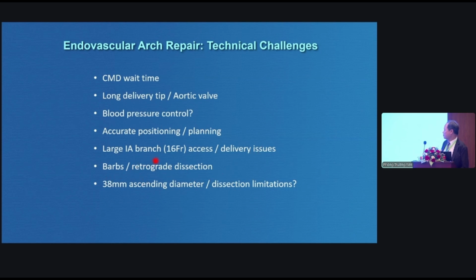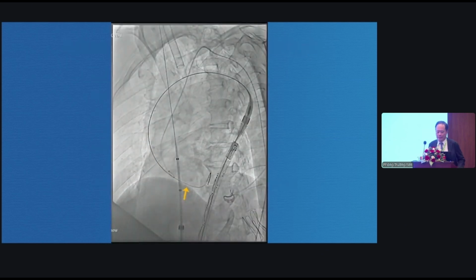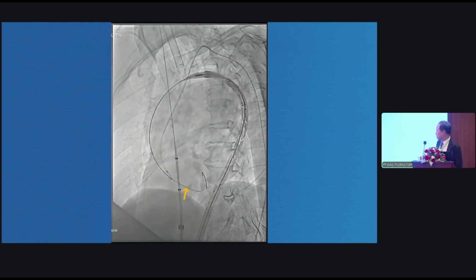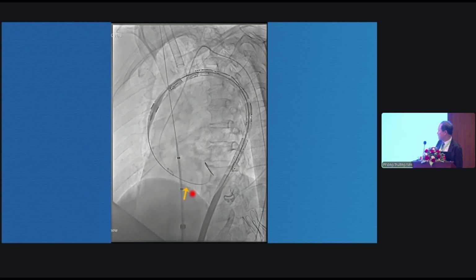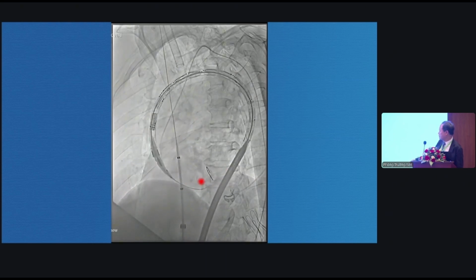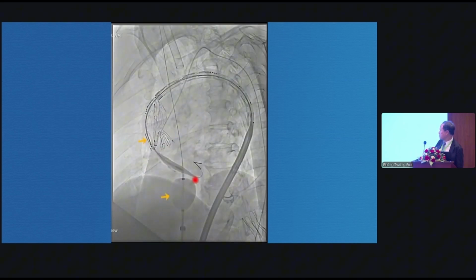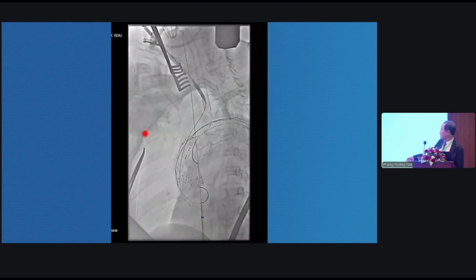And there are barbs that may predispose to retrograde dissection. So therefore, a maximal 38 millimeter proximal diameter. That is basically the Cook device. You need to have a stiff wire through the aortic valve into the left ventricle. We use the IVC balloon occlusion that stands along.